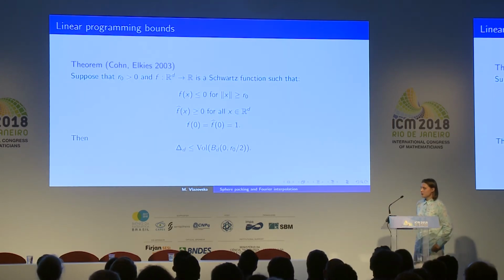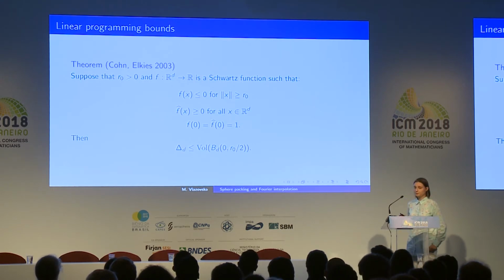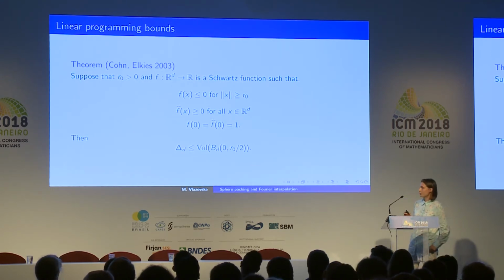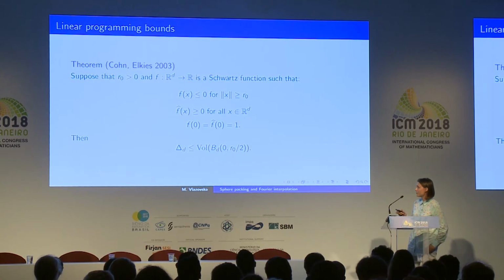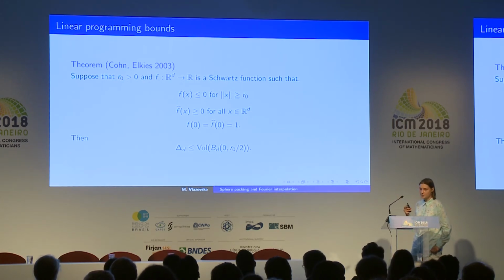And so now let me tell you a little bit about the methods of a proof, so where the Fourier analysis comes from. Here is a theorem which was proven by Cohn and Elkies. It says that if we fix some positive number R0, and for this number R0 we are able to construct a Schwartz function on d-dimensional space, and this function f satisfies the following three conditions.